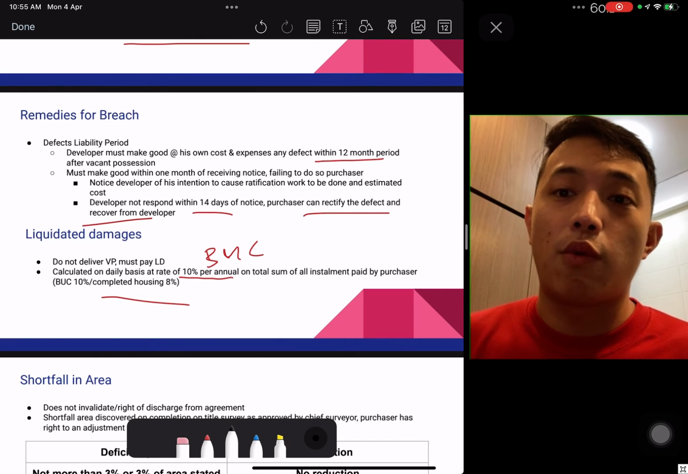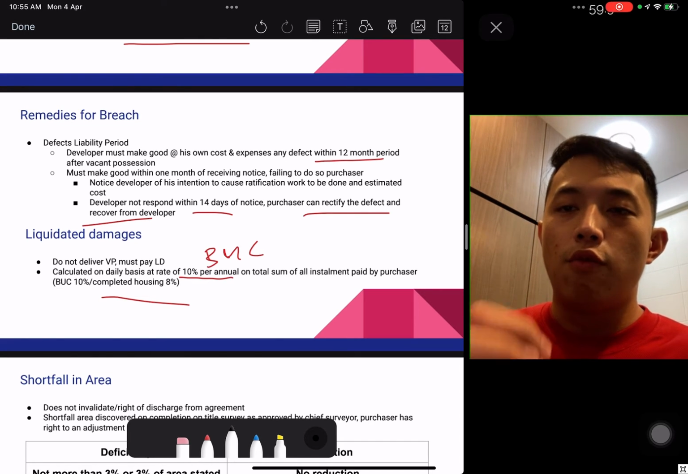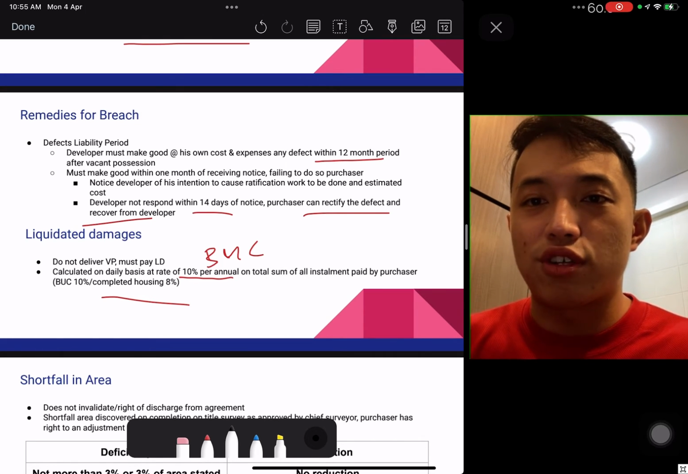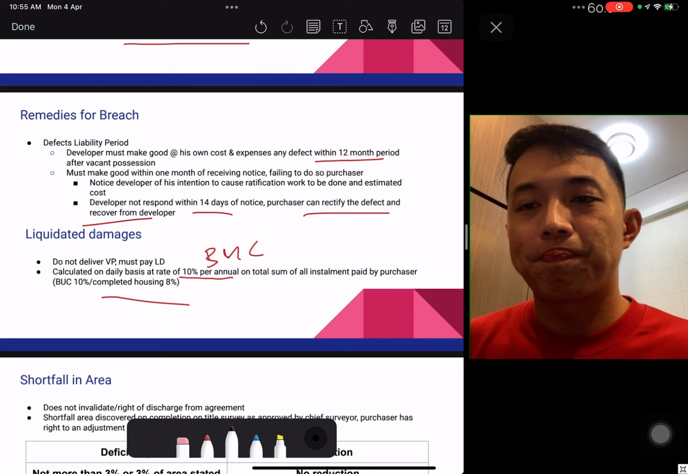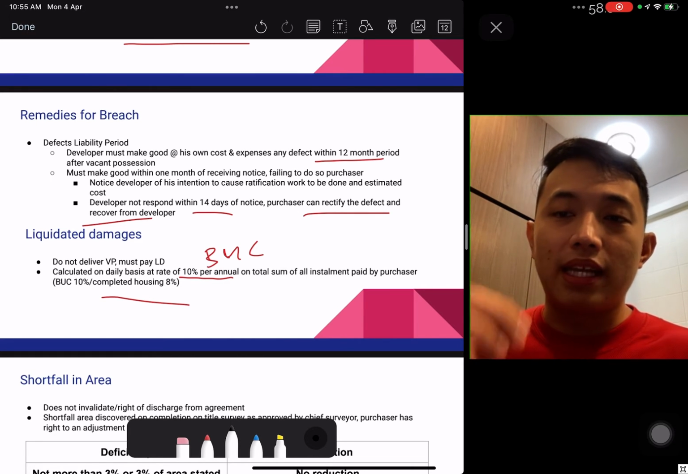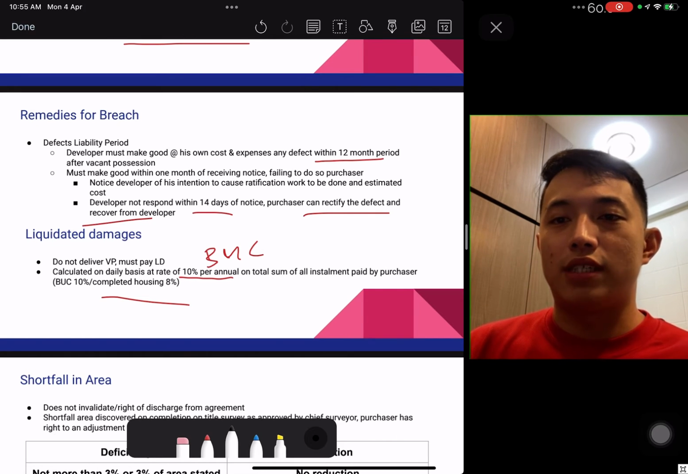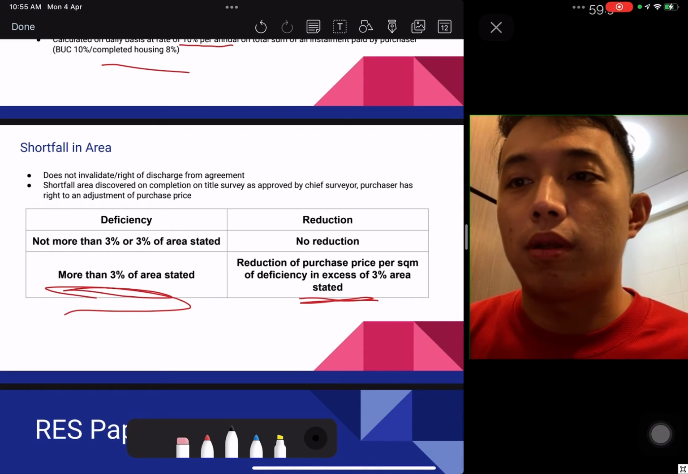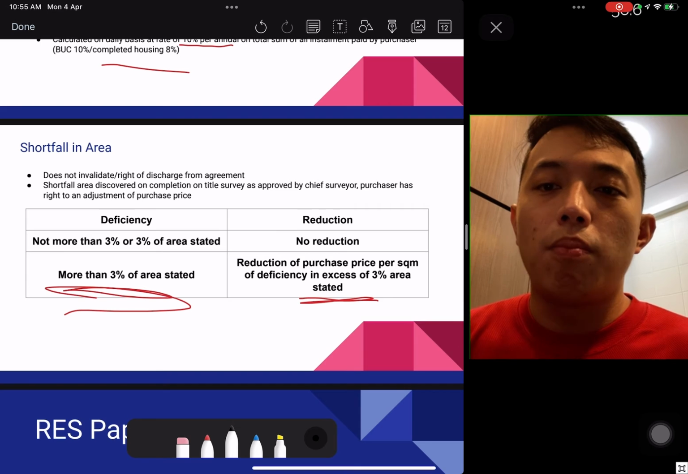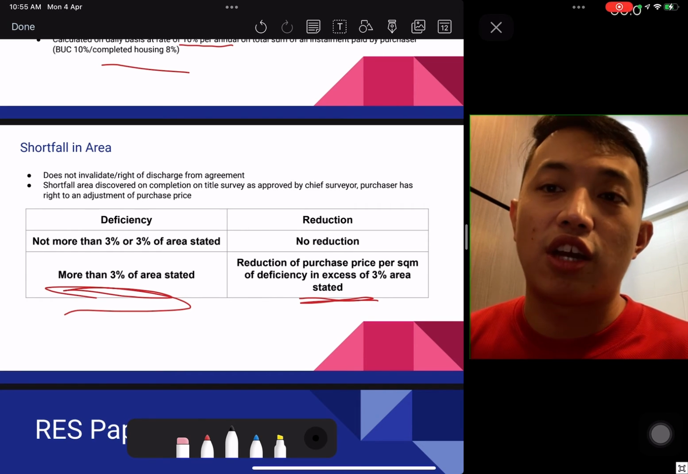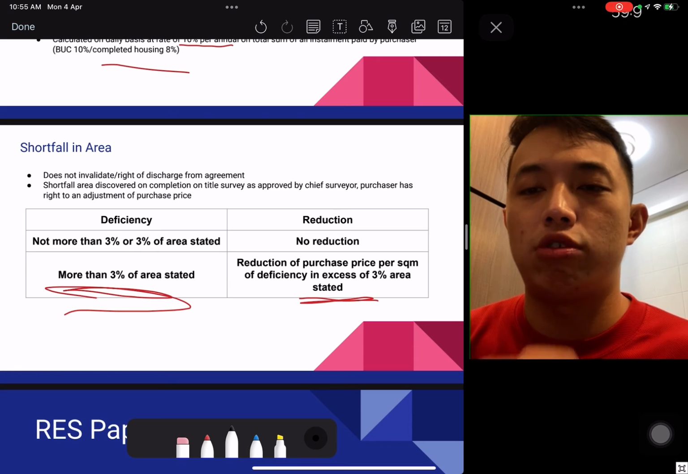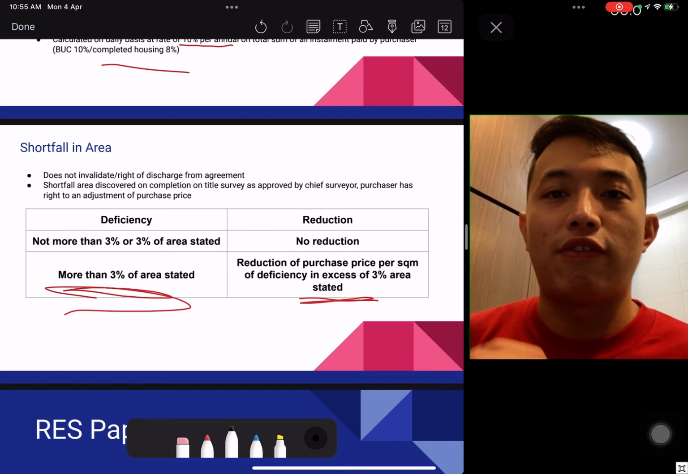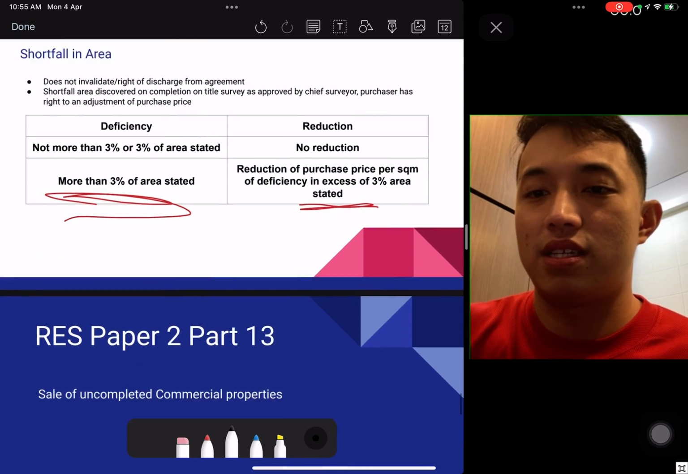Liquidated damages apply when you do not deliver vacant possession within the date. The LD interest rate will be 10% per annum for BUC, and for completed housing, those ready housing, it will be 8%. For shortfall of area, this is very important. For any shortfall of area not more than 3%, there will be no deduction on the purchase price. Anything more than 3%, 3.1% and above, the deduction can be made to the purchase price. So the developer has to refund the difference in the price.